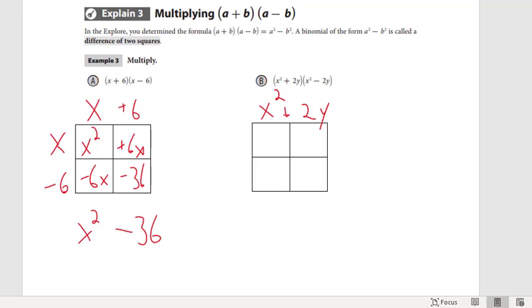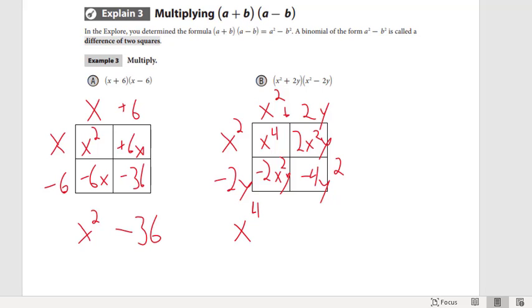x squared plus 2y, x squared minus 2y. x squared times x squared, x to the fourth. 2y times x squared, 2x squared y. And then minus 2y times x squared is minus 2x squared y. I just put that x before the y because they come before it alphabetically. And then 2y times negative 2y is negative 4y squared. All right, so add them up: x to the fourth. Oh, these two things in the middle cancel, and then we have minus 4y squared.